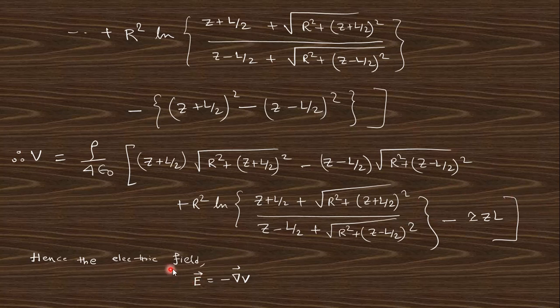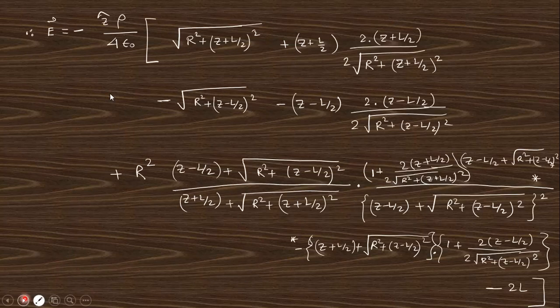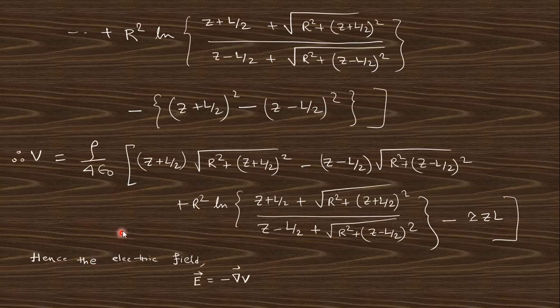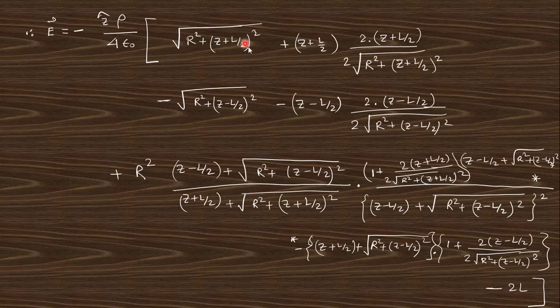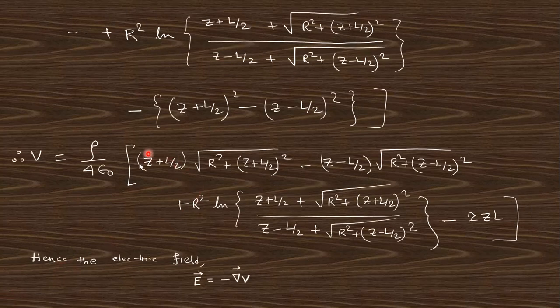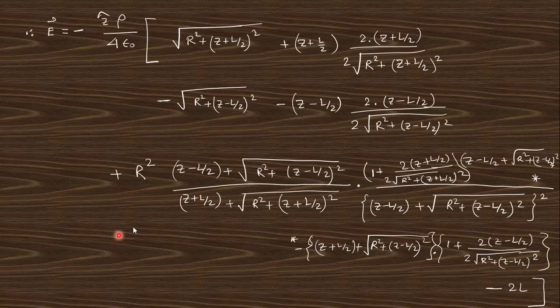Okay, now the electric field will be equal to minus grad V. Now you need to take the derivative of this expression with respect to z, because there is only the variable z. So with respect to z, for that this will be 1 into that, and for the second one, the first term will remain, and the derivative of the second one will be 1 by 2 root of this, and the derivative of the inner side will be this.